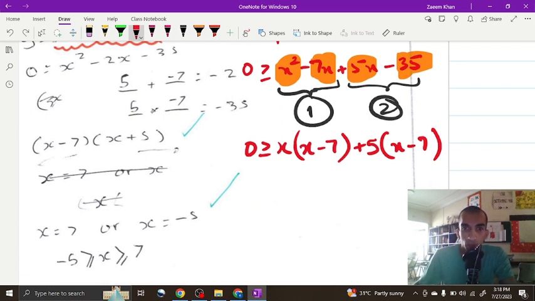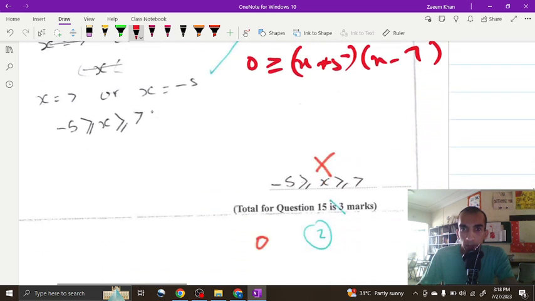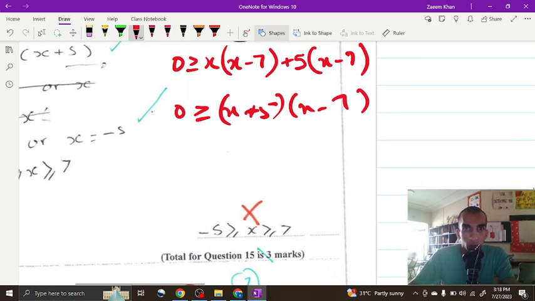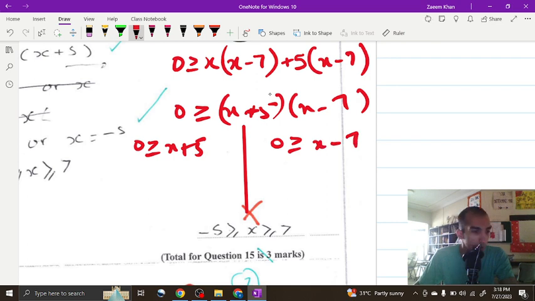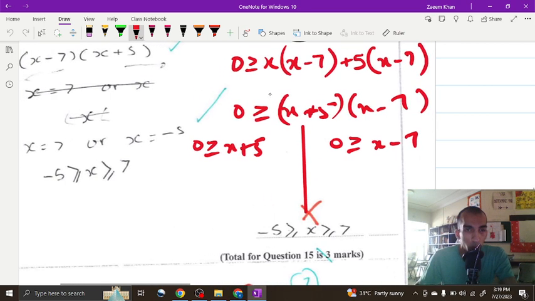Oh wait, hold on. Before we do that, we're gonna make two brackets, x plus 5 and x minus 7, right? Does this make sense? Yep. What do we do next? Draw a line in between. Yep. For one, we're gonna say 0 is greater than equals to x plus 5, and the other we're gonna say 0 is greater than equals to x minus 7. Is this correct too? Yep. What next? One more step to go.